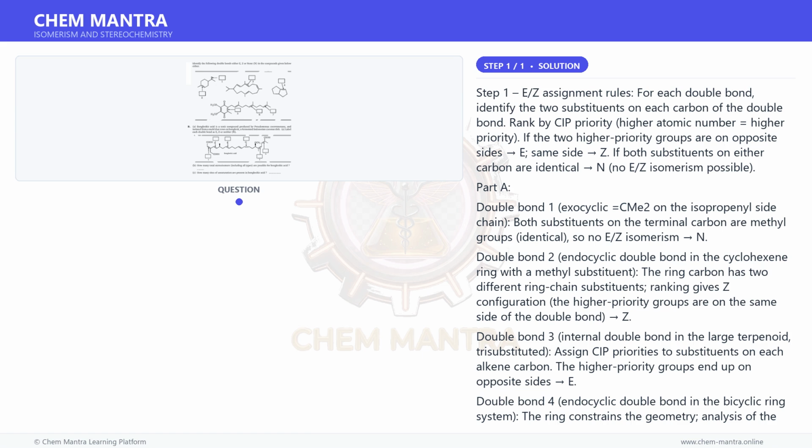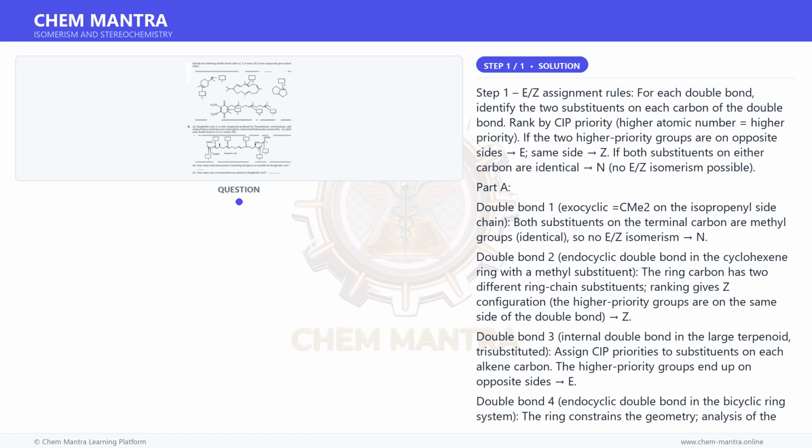Part B. A. Bonchraic acid double bonds. Double bond 1, near lower CHO and the carbon bearing the chain substituents. CIP ranking places higher priority groups on the same side, Z. Double bond 2, next alkene, near upper CHO. Higher priority groups on opposite sides, E.